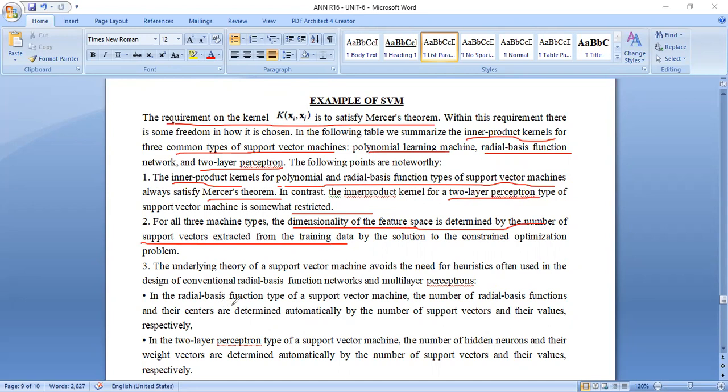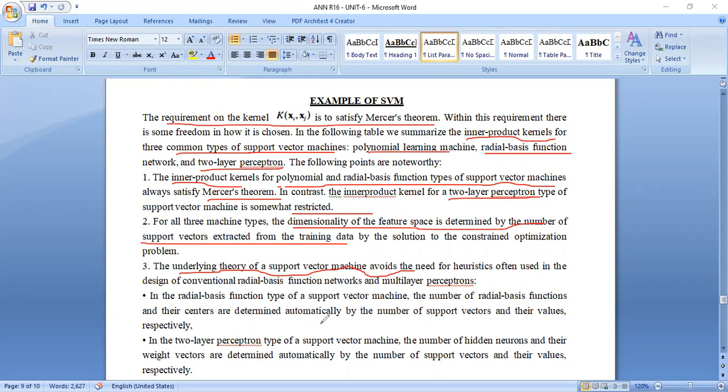Okay, the dimensionality depends upon the support vectors which are extracted from the given training data. Clear? And coming to the third point, the underlying theory of a support vector machine avoids the need for... Okay, so what is the main theory of support vector machine? It wants to avoid the conventional functionalities of radial basis network and multi-layer perceptron.